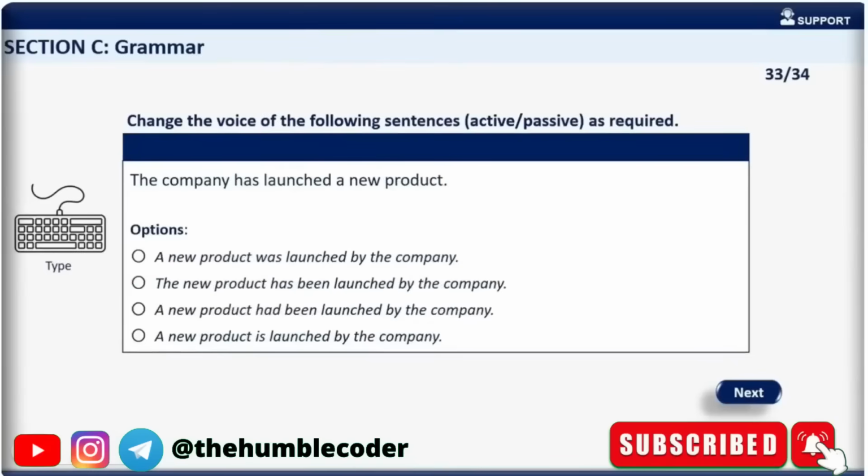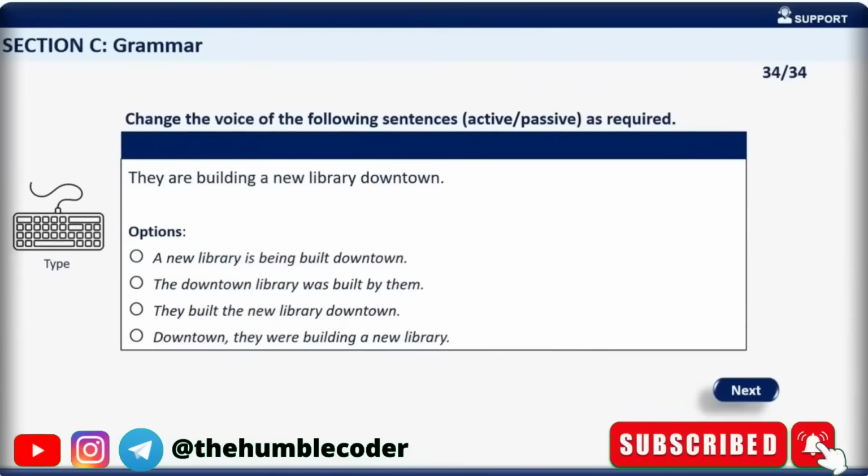Moving on to the next question. The company has launched a new product. Okay, and the options that we have are: a new product was launched by the company; the new product has been launched by the company; a new product had been launched by the company; a new product is launched by the company. So the correct answer in this case is going to be this one, which is: the new product has been launched by the company.